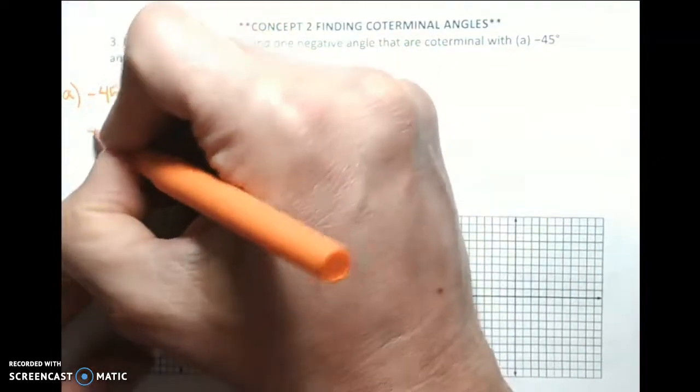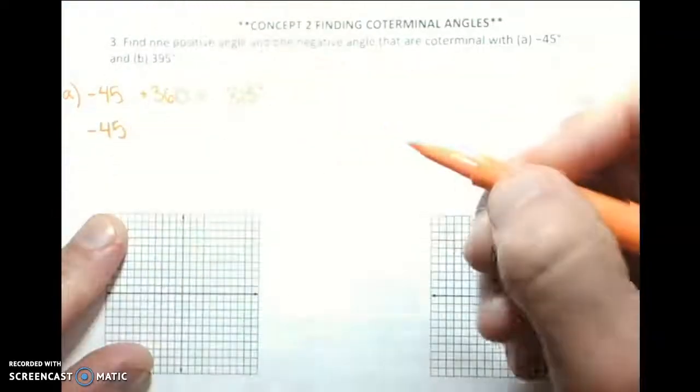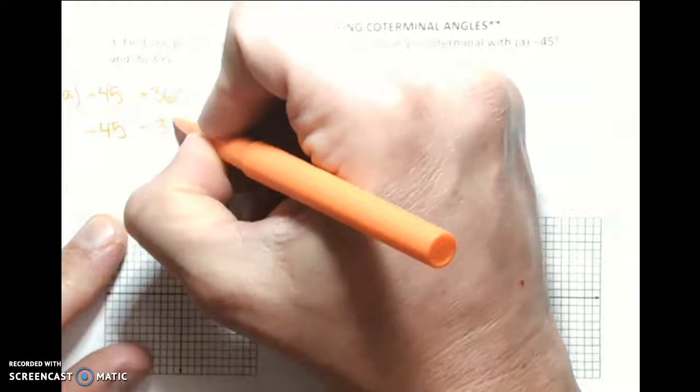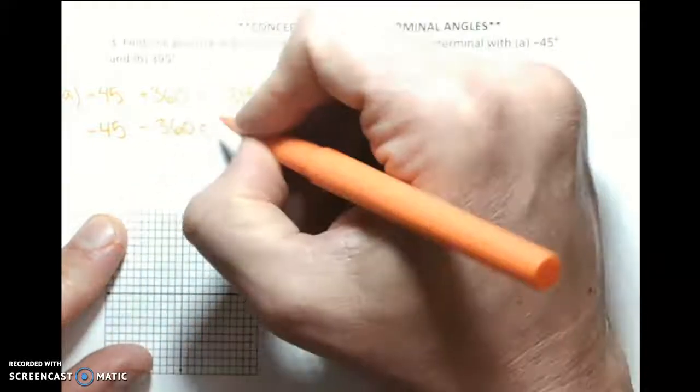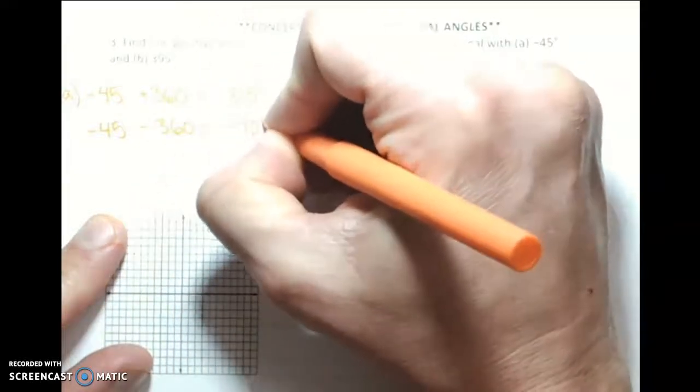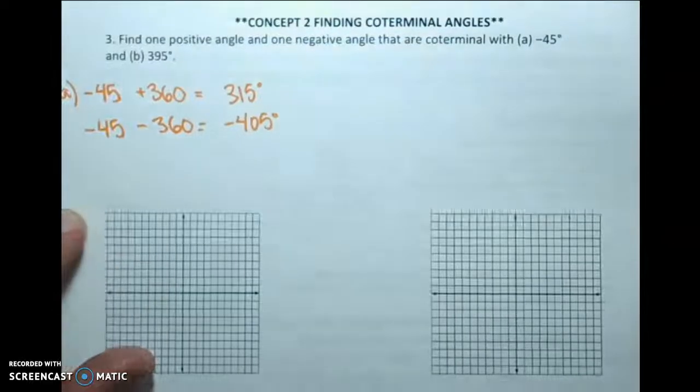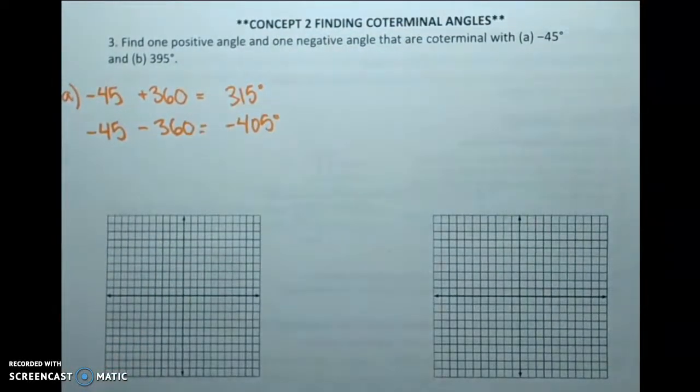And then if I take negative 45, how do I get a negative angle? Well, I'm going to subtract 360 this time, and that gives me negative 405 degrees, and there's my negative angle. Alright, so let's go ahead and do that.